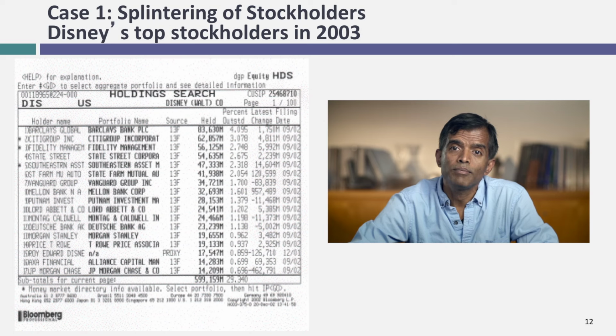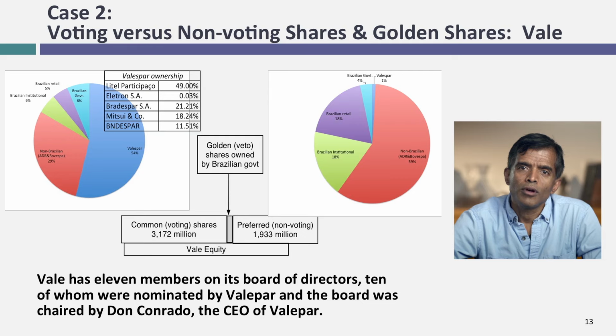In the case of Disney, I'm afraid as an individual stockholder, I don't see much hope in 2003. The second company I'm going to look at is Vale. Vale has two classes of shares, and that already makes me a little unhappy. As a stockholder in Vale, I own the shares with the fewer voting rights.